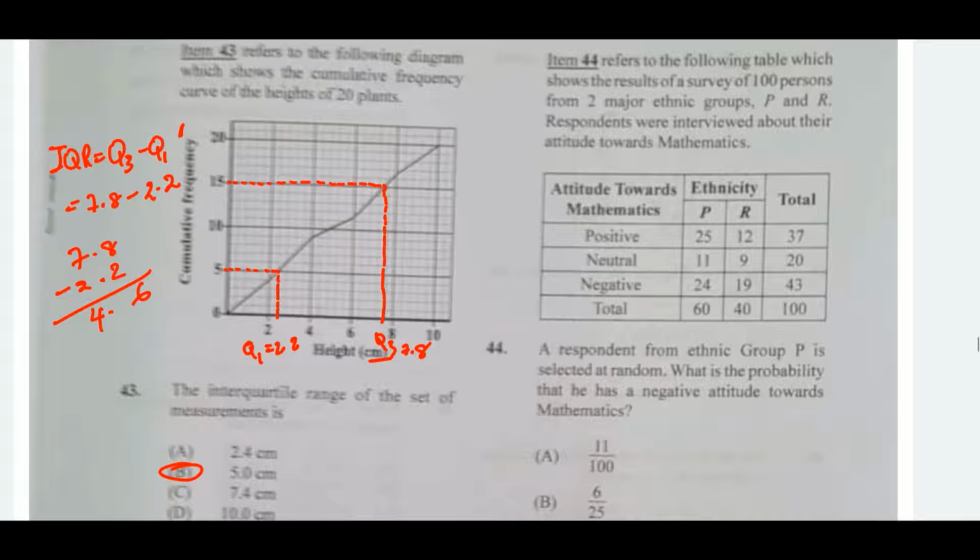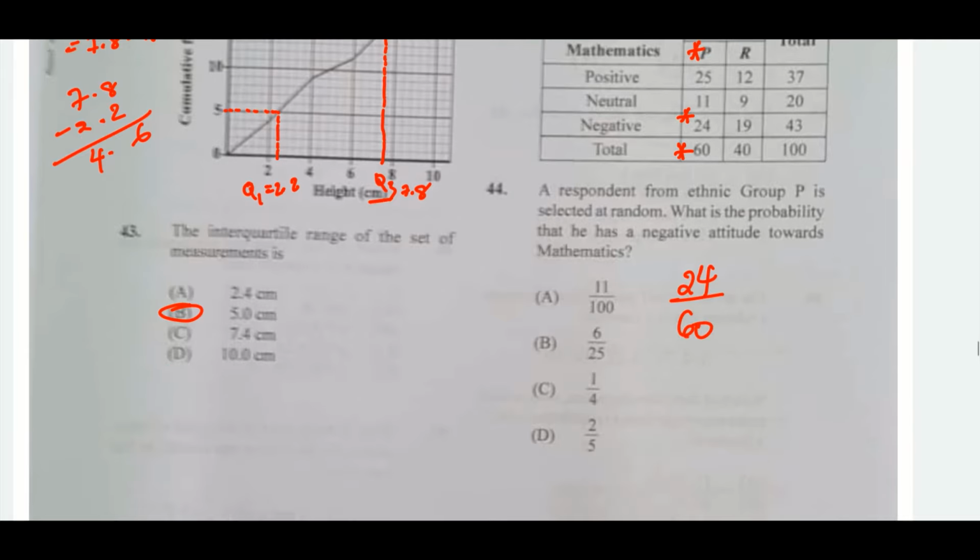Alright, so positive attitudes are looking for a respondent from ethnic group P, so they must come from the ethnic group P, selected at random. What is the probability that he has a negative attitude towards math? So negative attitude towards math will be 24. So from the ethnic group P, this is going to be a total of 60. So we're going to have 24 over 60. And then we have to reduce our answers.